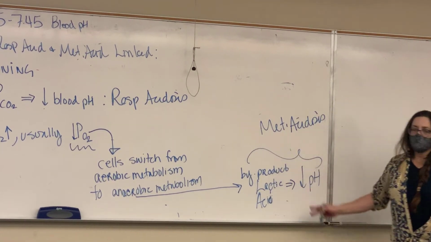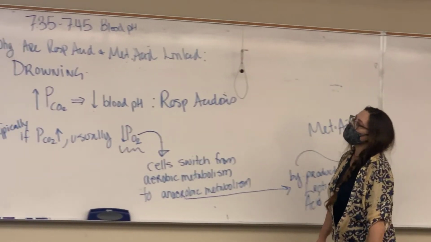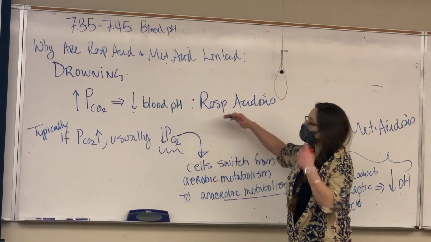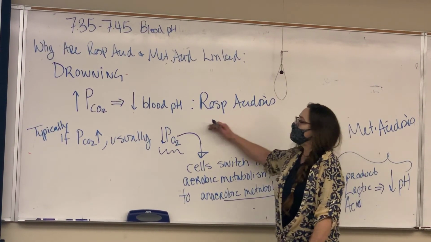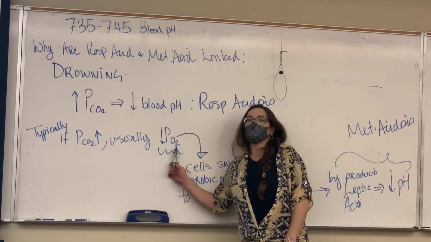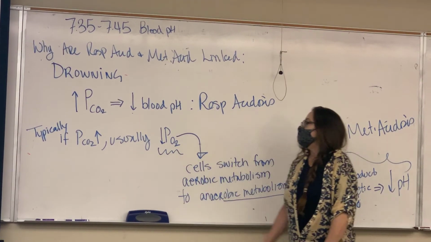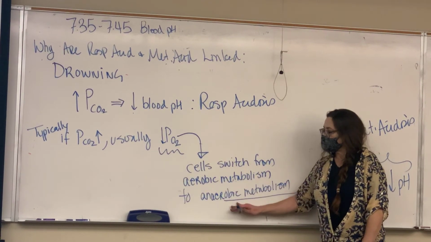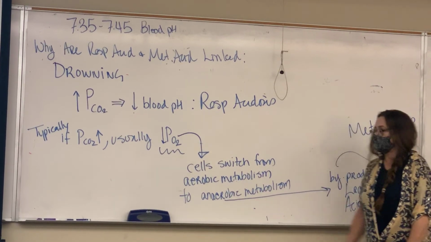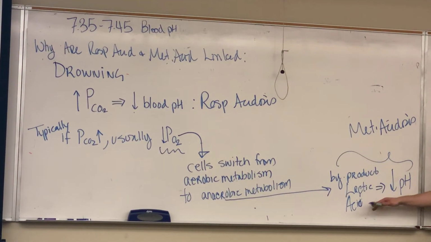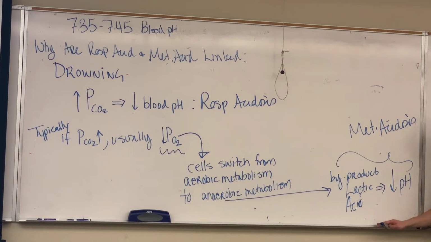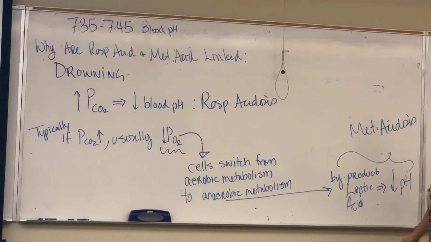So you tend to see these two linked, because if your CO2 levels are rising and you're in respiratory acidosis, then you typically will see your oxygen levels drop. And if your oxygen levels drop, you're being forced to do anaerobic. And when you do anaerobic metabolism, you produce lactic acid and your pH drops: metabolic acidosis.